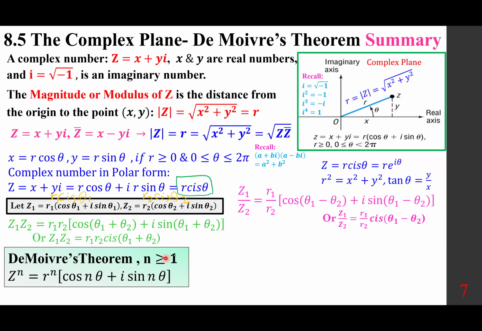De Moivre's theorem says if you want to raise z to the power of n, where n is larger than or equal to 1, raise r to the power of n, and then multiply the argument by n. So z to the power of n is r to the power of n cis n theta.